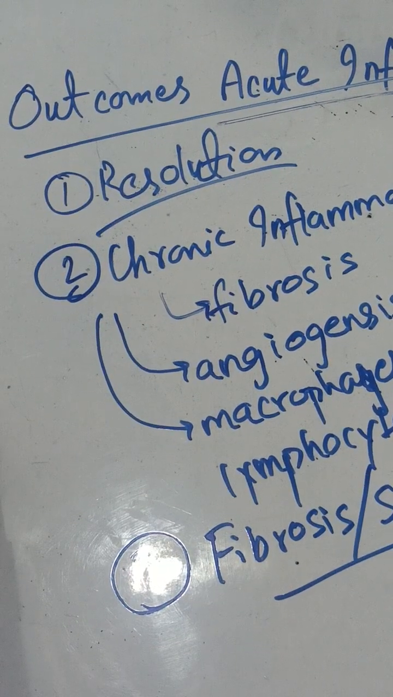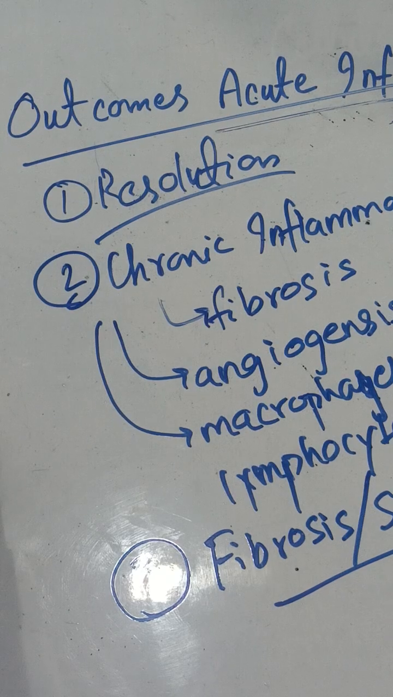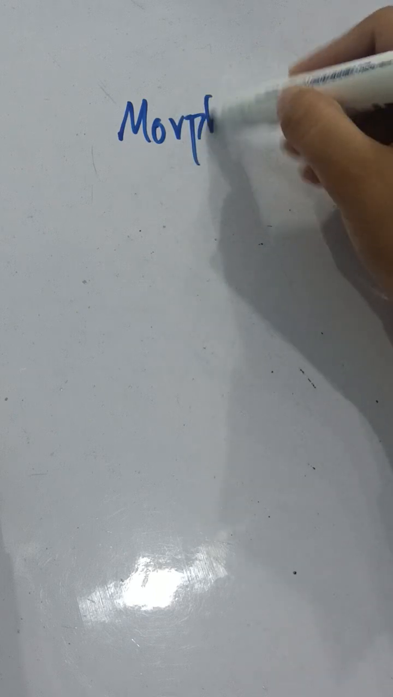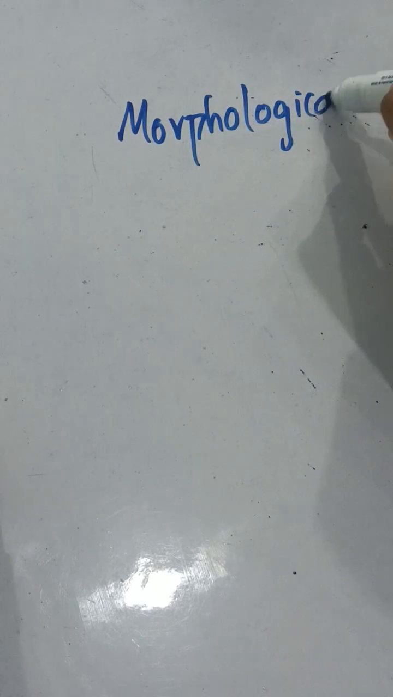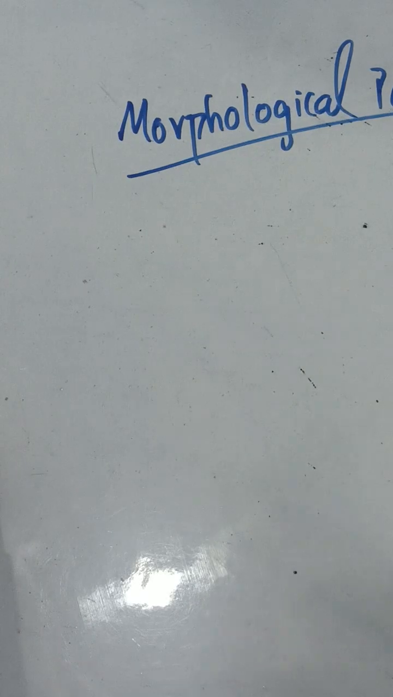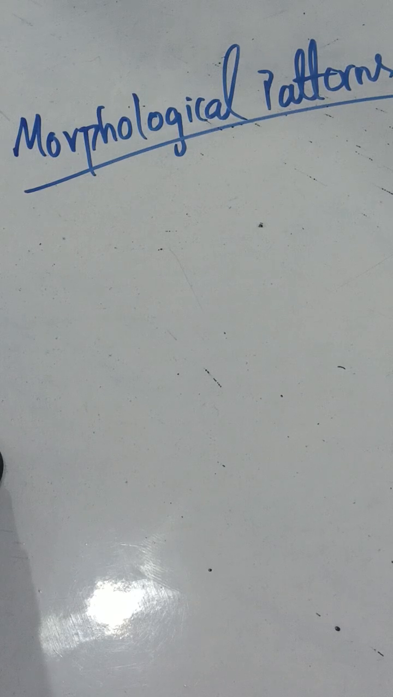Now we will study the morphological appearance of acute inflammation, that is, how acute inflammation will appear under a microscope. Morphological pattern. We are going to study the patterns of acute inflammation under a microscope and see its structure. Every acute inflammation has a specific pattern depending upon the type of the injury, the severity of the injury, and the causative agent of the injury.